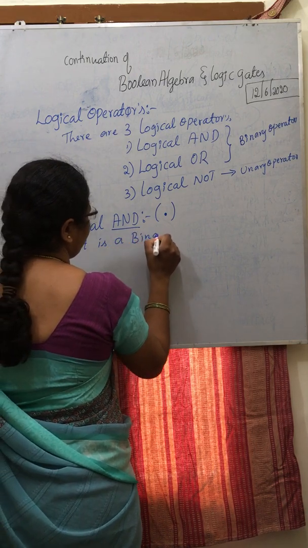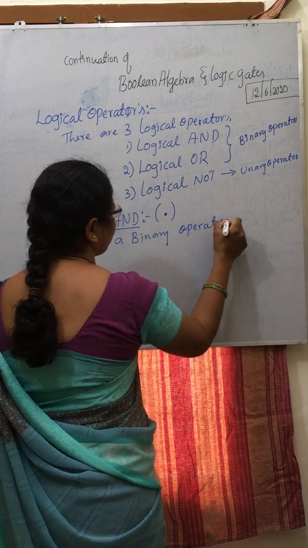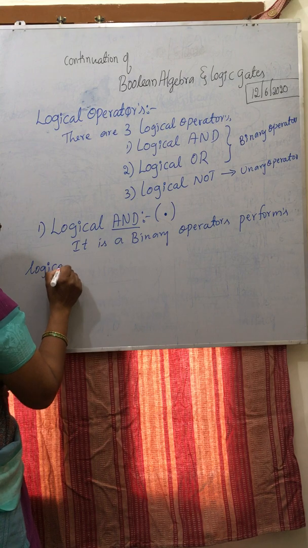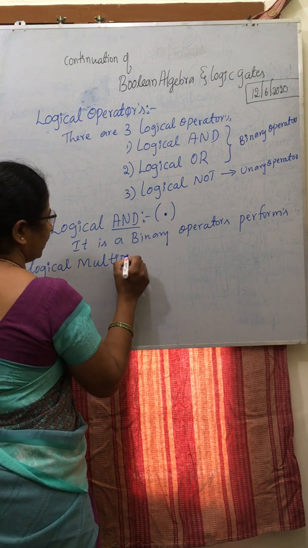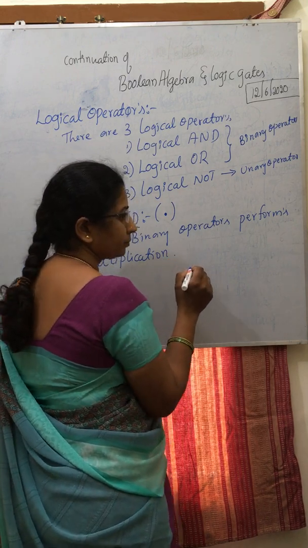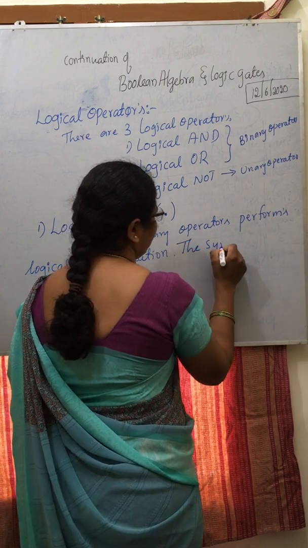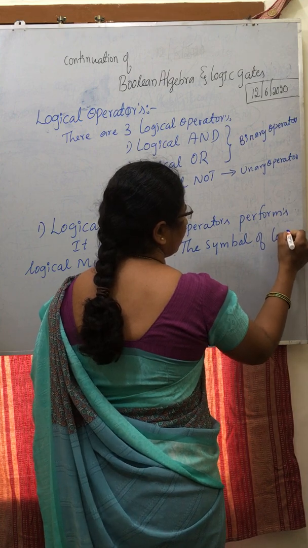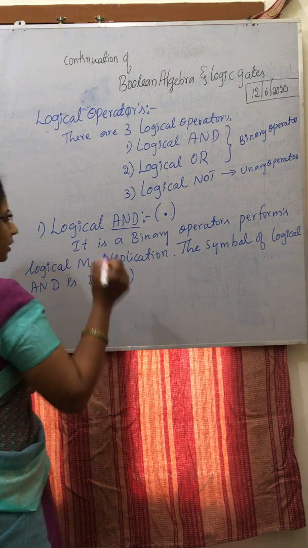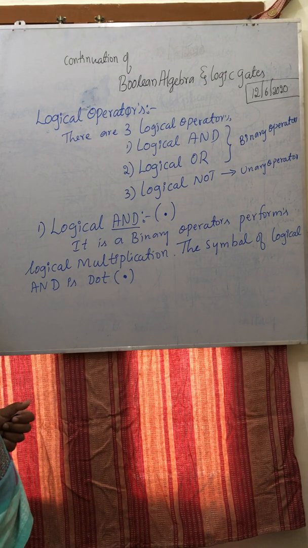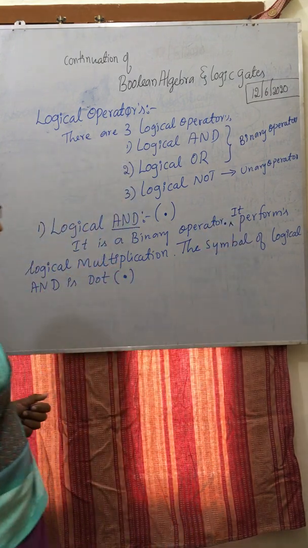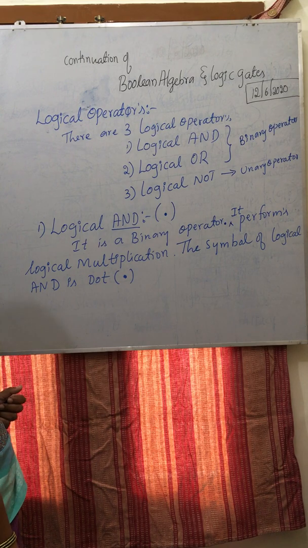It is a binary operator. It performs logical multiplication. The symbol of logical AND is the dot operator. It is a binary operator and a logical operator that performs logical multiplication. The symbol of logical AND is dot.